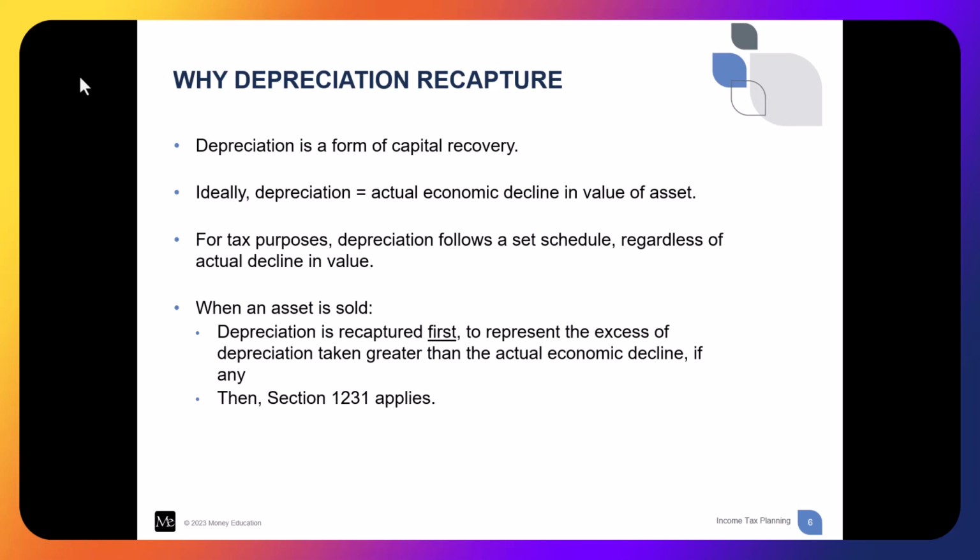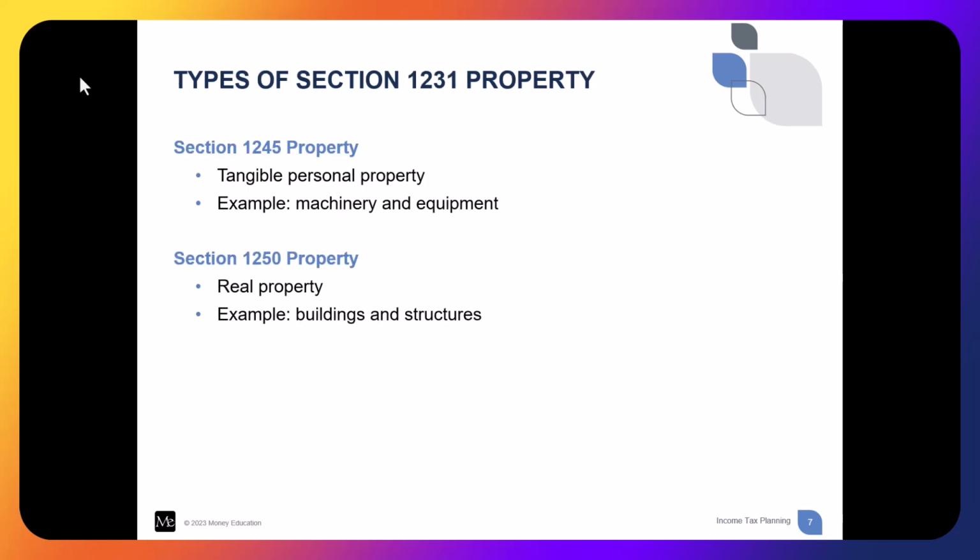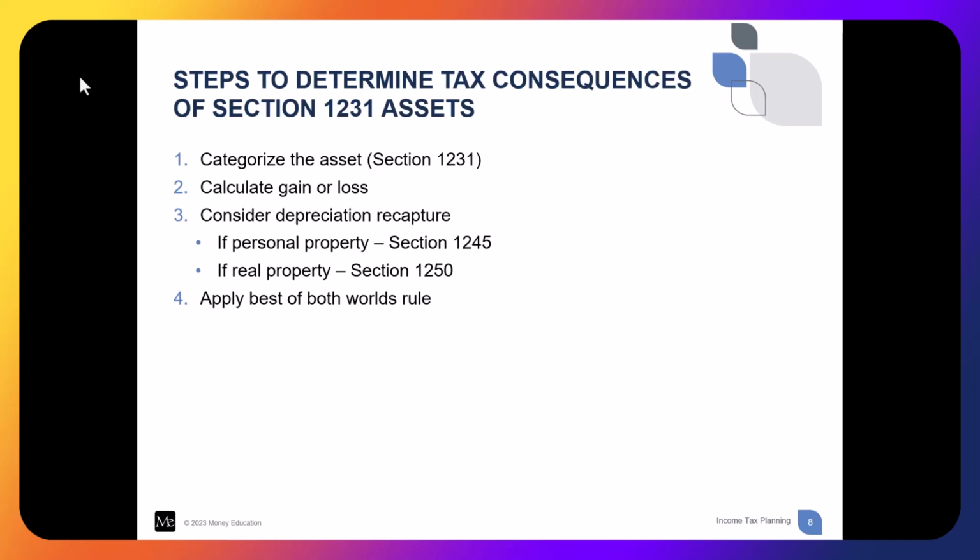When an asset is sold, depreciation is recaptured first to represent the excess of depreciation taken that is greater than an actual economic decline, if any. And then Section 1231 applies. Section 1245 is tangible personal property, machinery and equipment. Section 1250 is real property, buildings and structures.